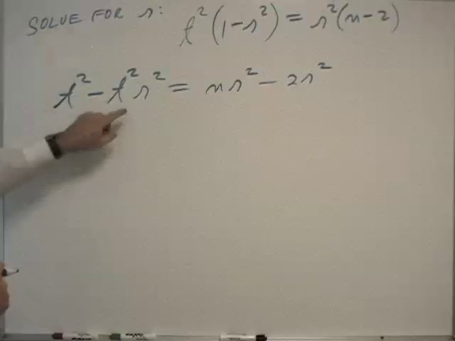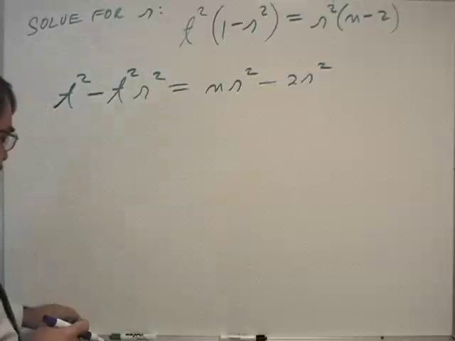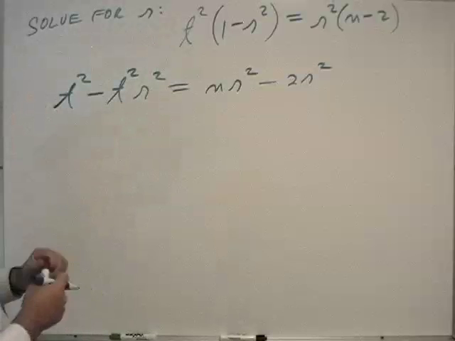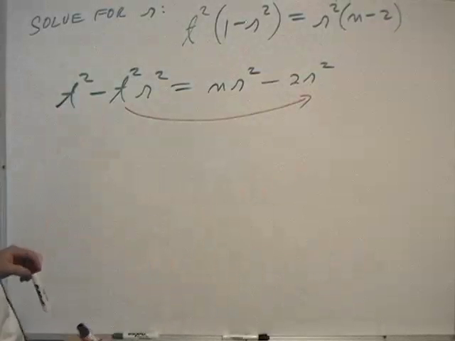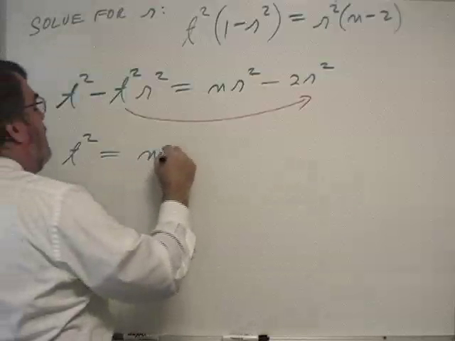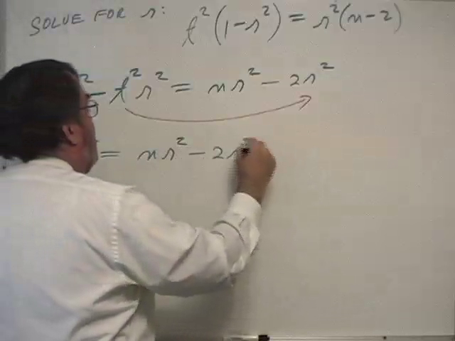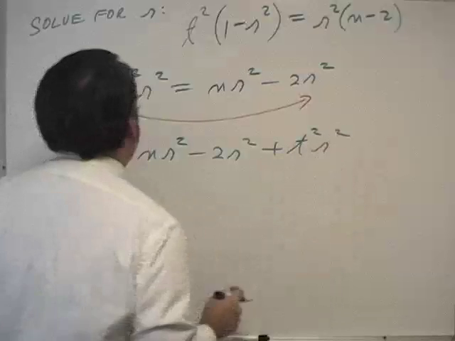Alright, now I have a term over here with R squared in it, so I'm going to add this to both sides. And when I add it to the left side, it cancels. So in a sense, we're sort of transferring it from one side to the other. I have T squared equals n R squared minus 2R squared plus T squared R squared.